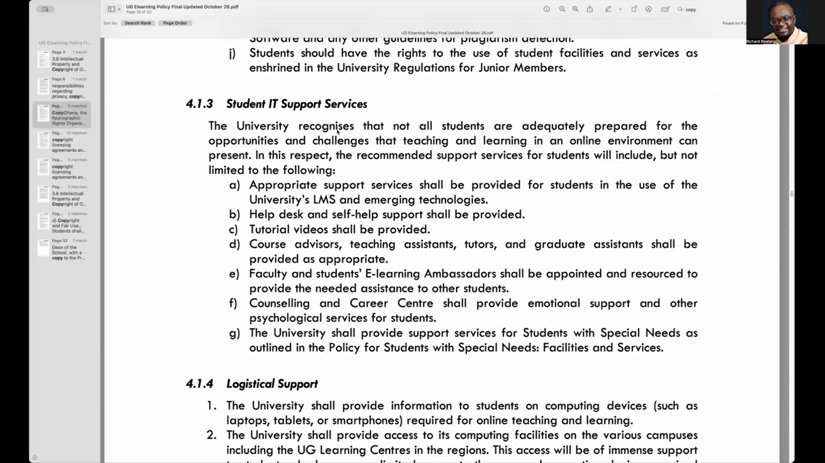As you see, the university recognizes that not all students are adequately prepared for opportunities and challenges that teaching and learning in an online environment can present. In this respect, the recommended support services for students will include appropriate support services shall be provided for students in use of the LMS. Help desk and self-support shall be provided. So they are supposed to provide appropriate support services to make sure that this thing happens.